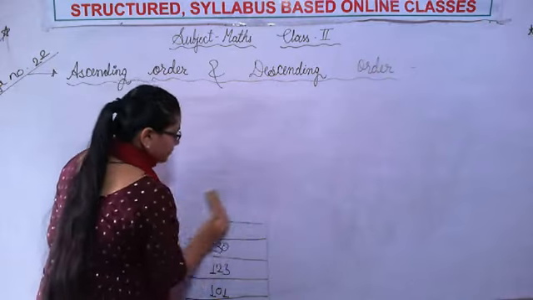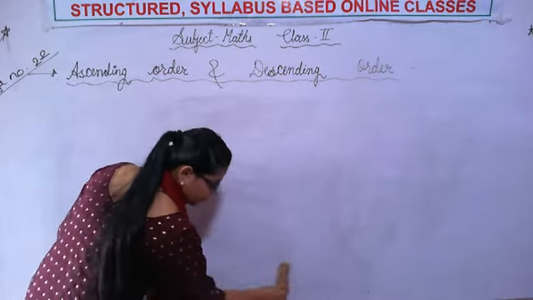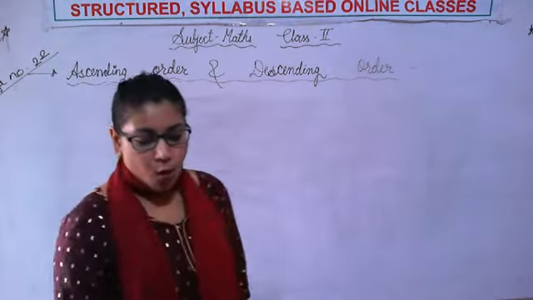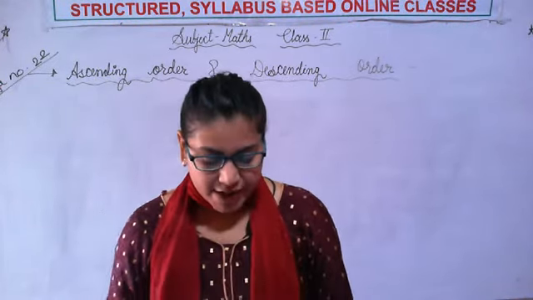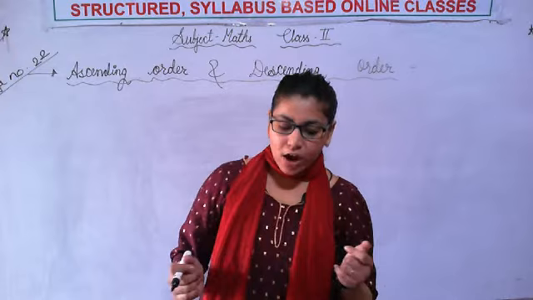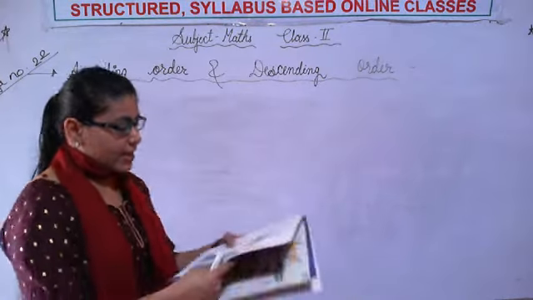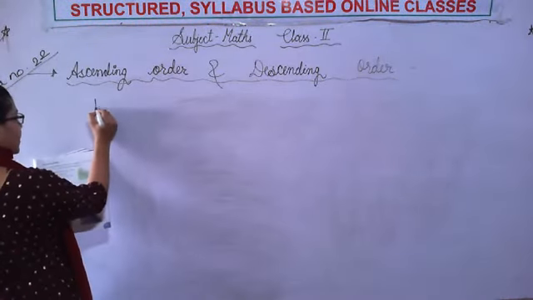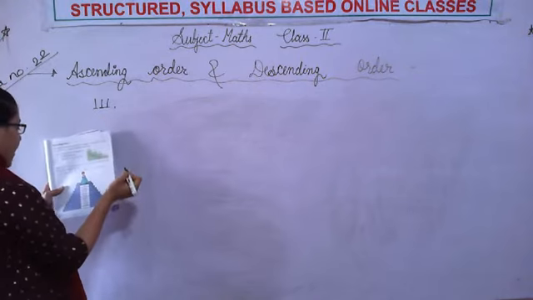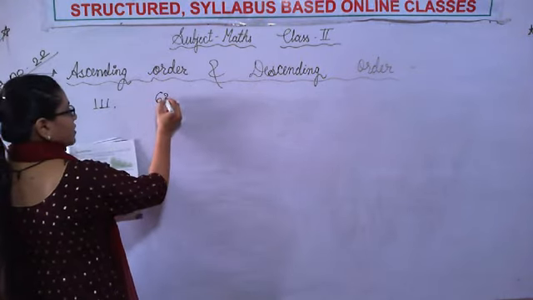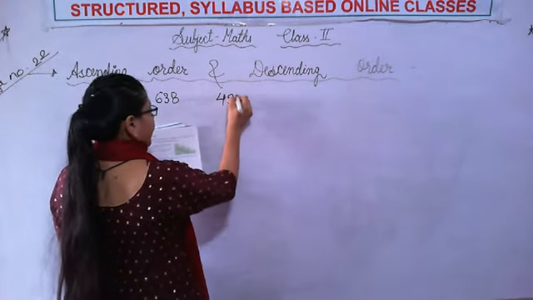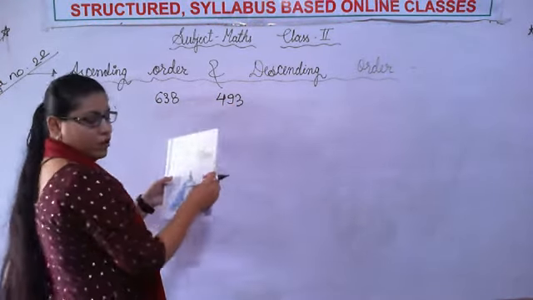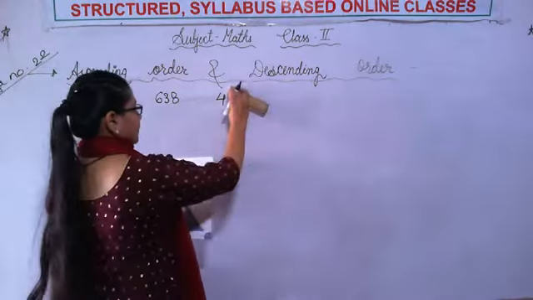Read the question. Now, help the princess to descend the palace stairs by arranging the following numbers in descending order. Now, once again, they have given us some numbers. The numbers are 111, 638, 743.